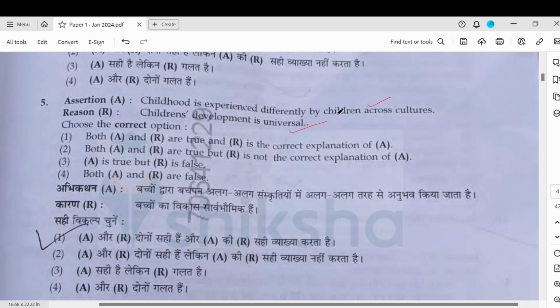So yes, Piaget said that they are universal stages, but childhood is experienced differently. So they will go through the same developmental stages, but they will experience it differently across cultures. So both A and R are true, but R is not the reason for A. Just because they are universal, but I will go with A and R are true, but R is not the correct explanation of A. This person has gone with 1. I would have gone with 2.